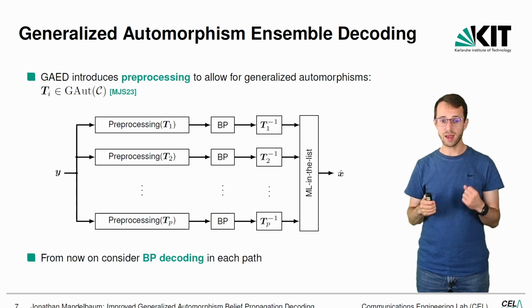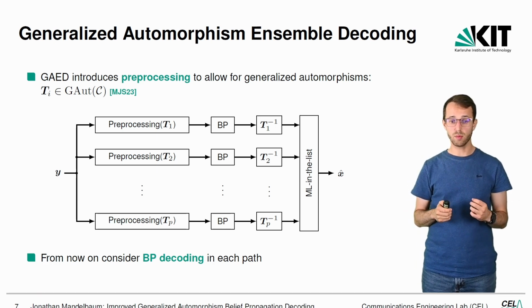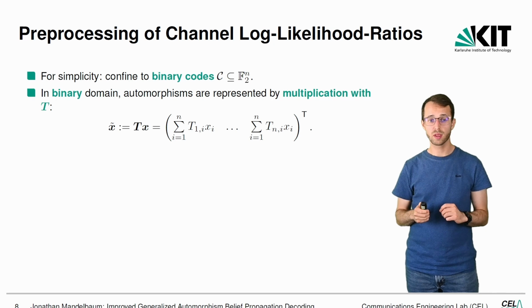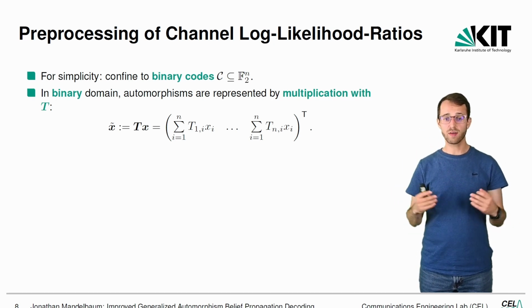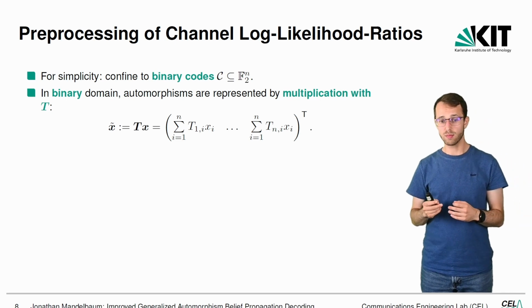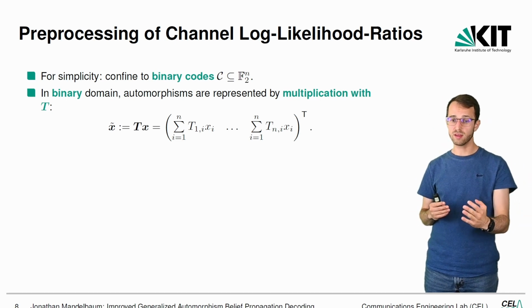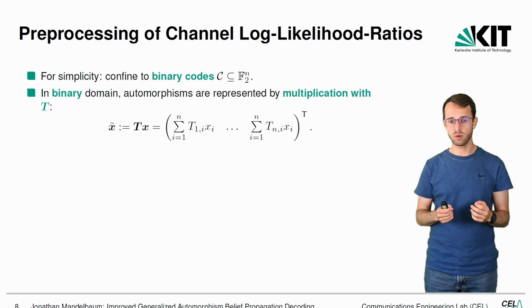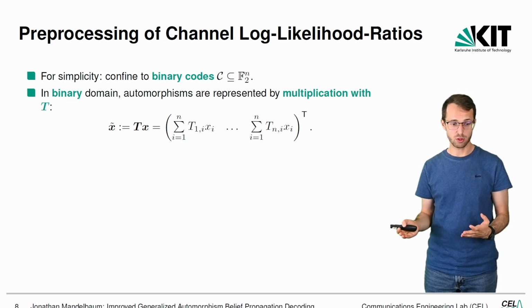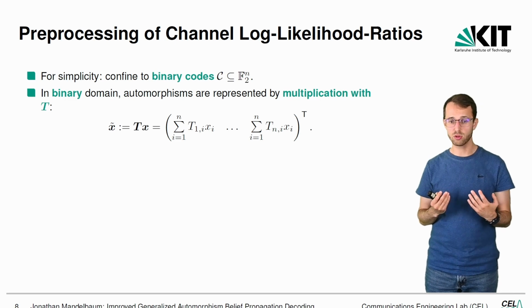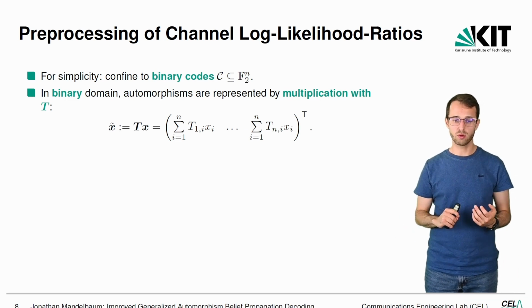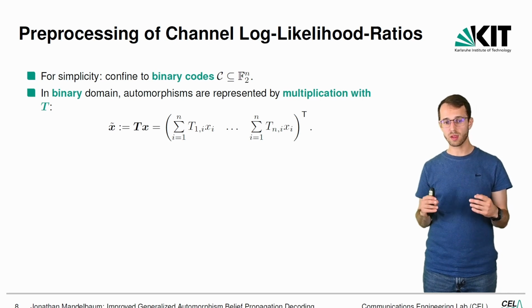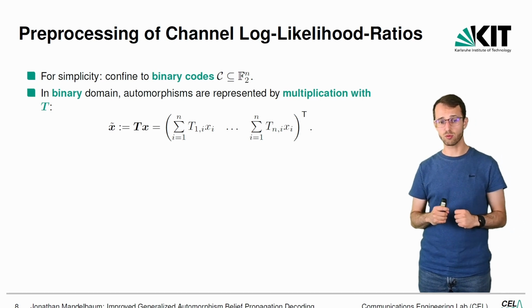Now, on the next slides, I want to discuss some influences of the preprocessing. To this end, and for simplicity, we confine ourselves to binary codes, because the preprocessing is not simply performed over our original field, but we have to use the output of our channel. For example, if we have an AWGN channel, we can either use the received word y or the corresponding LLR values. And therefore, now we have to discuss the preprocessing.